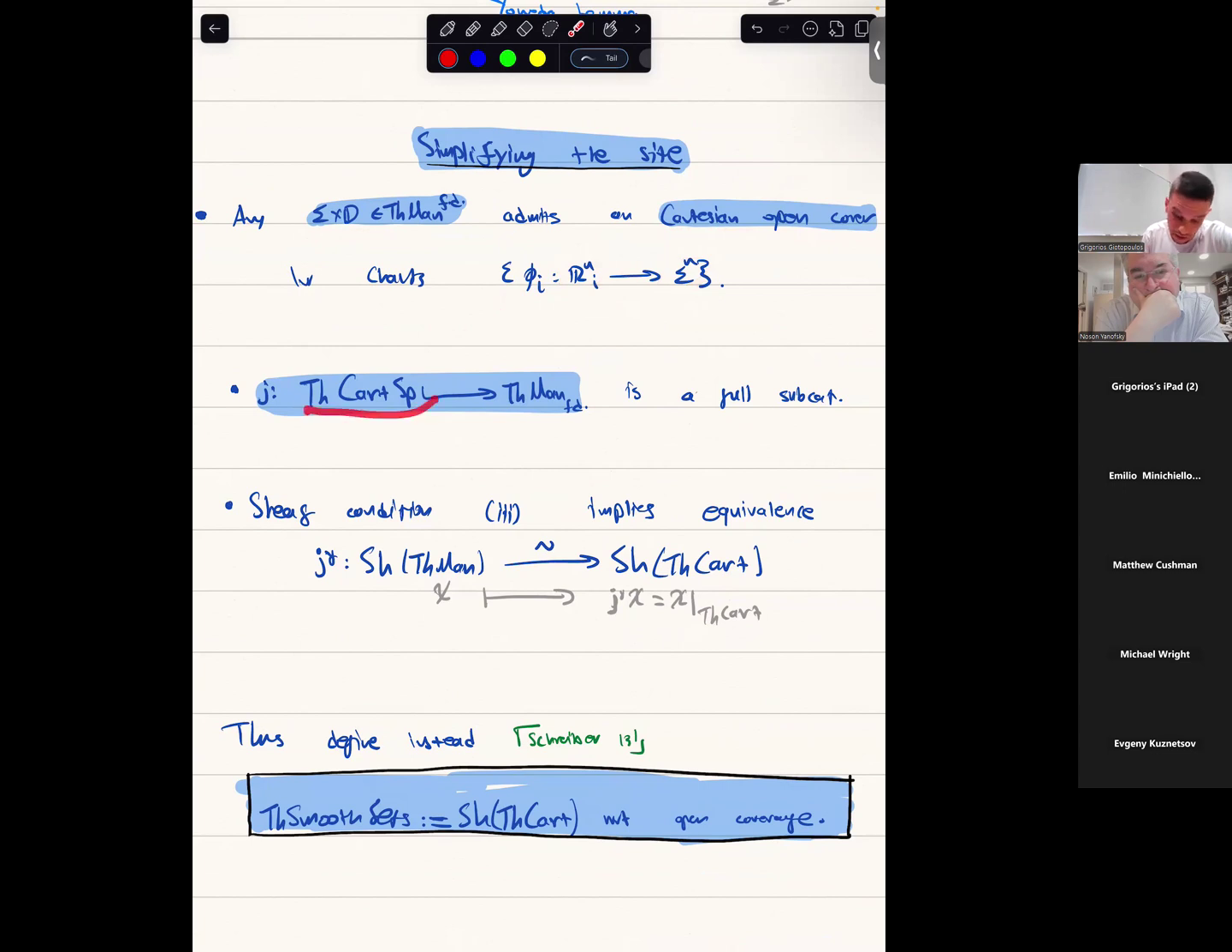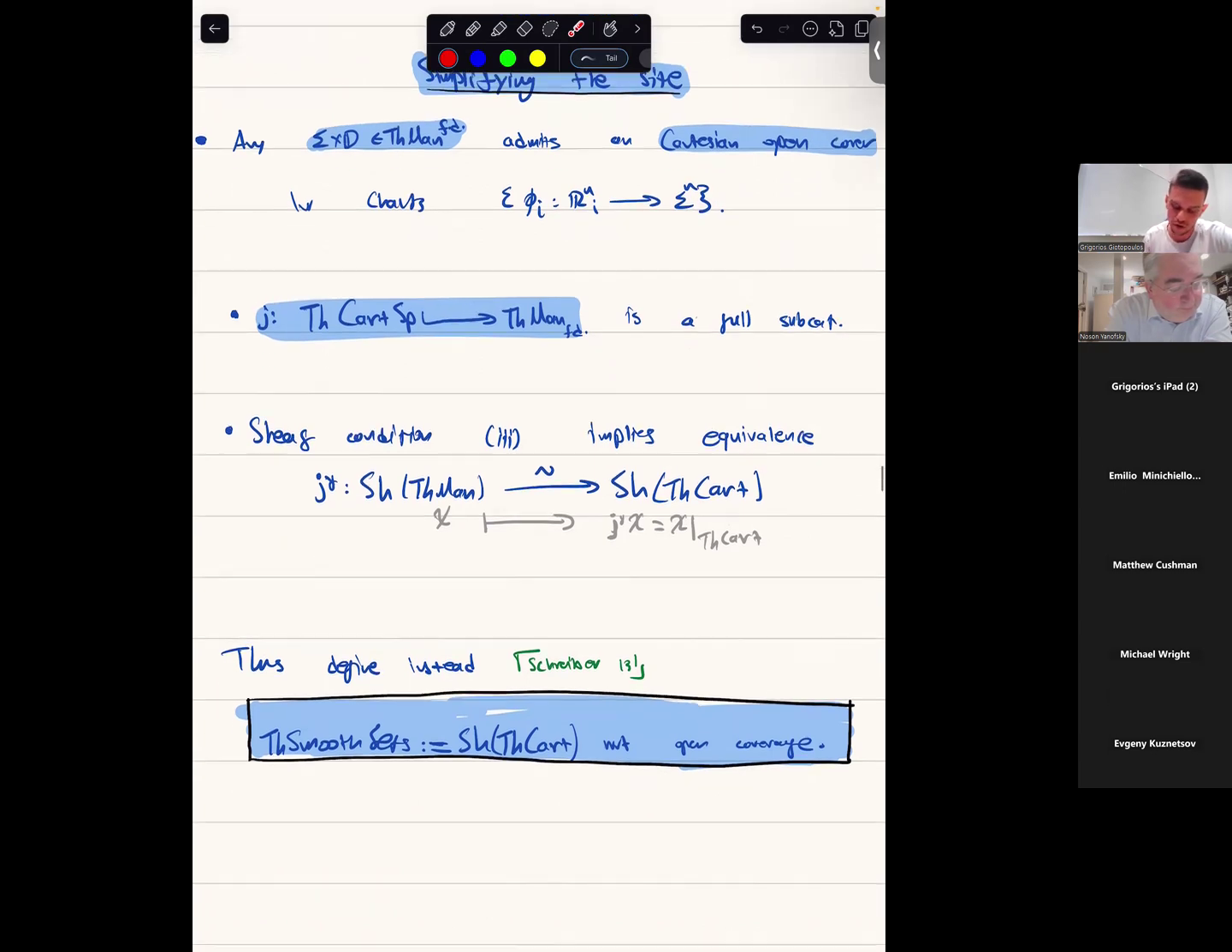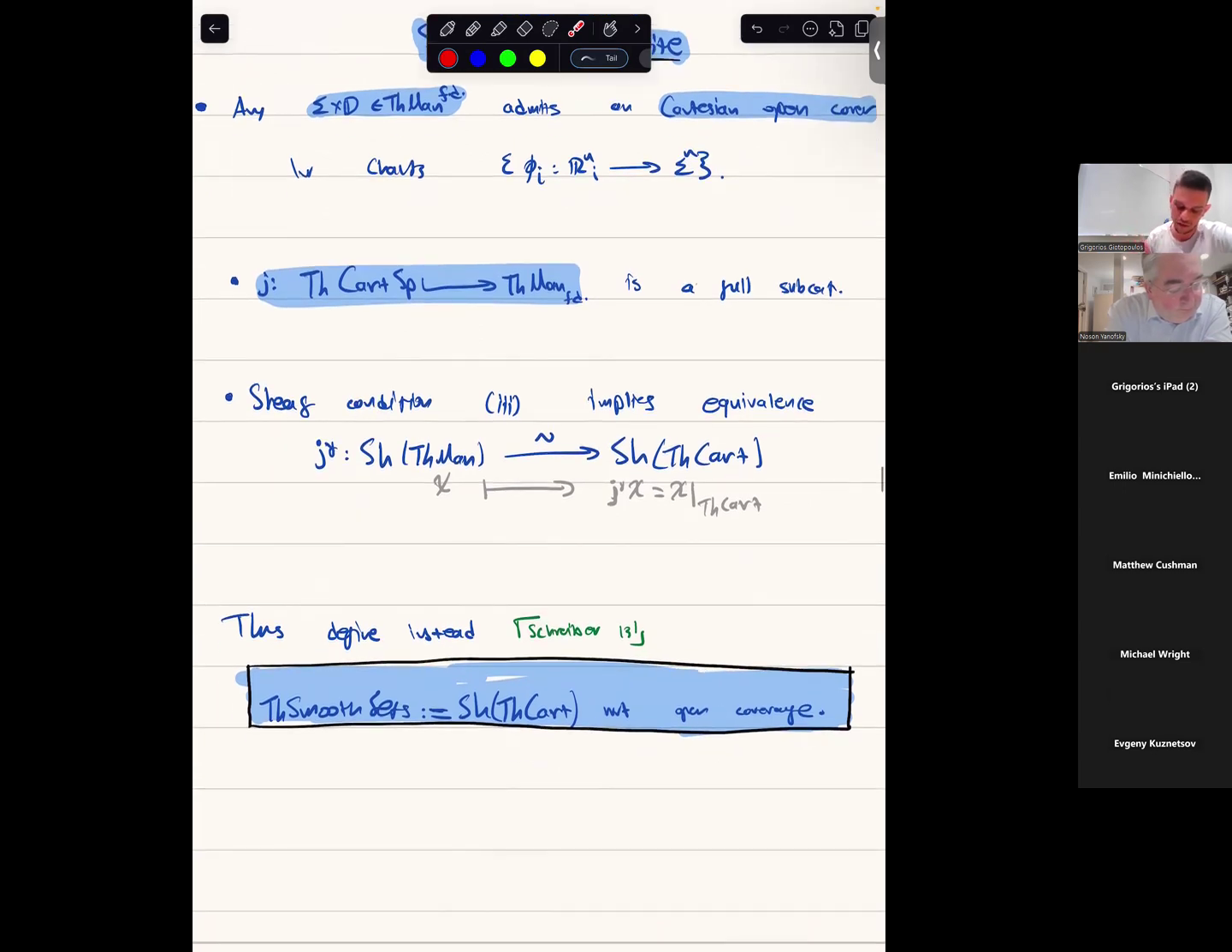And thickened Cartesian spaces, which just include Cartesian spaces cross infinitesimal spaces, sit as a full subcategory. And the sheaf condition then implies the equivalence of the categories of sheaves over these. So intuitively, we can define, as an equivalent category, that thick and smooth sets are just sheaves over thickened Cartesian spaces. So what it means to probe a space by an arbitrary manifold, we can recover by probing just with Cartesian spaces and thickened Cartesian spaces.